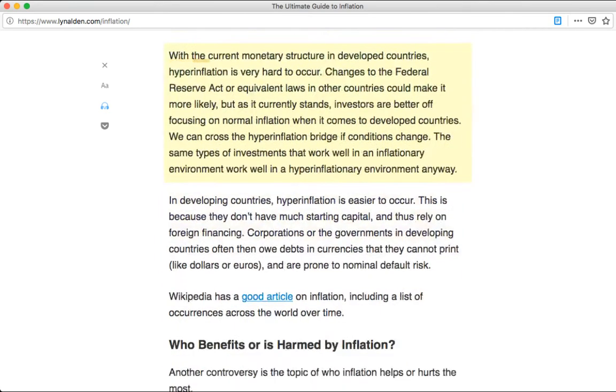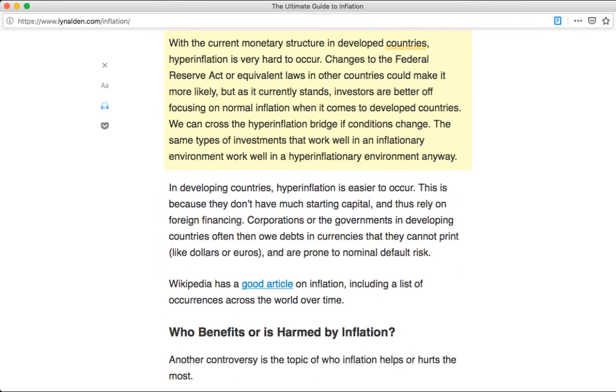With the current monetary structure in developed countries, hyperinflation is very hard to occur. Changes to the Federal Reserve Act or equivalent laws in other countries could make it more likely, but as it currently stands, investors are better off focusing on normal inflation when it comes to developed countries. We can cross the hyperinflation bridge if conditions change. The same types of investments that work well in an inflationary environment work well in a hyperinflationary environment anyway.